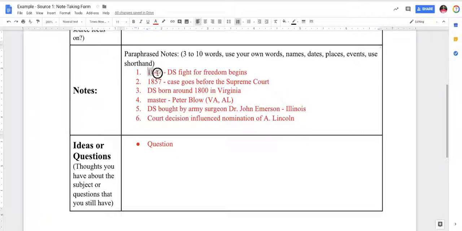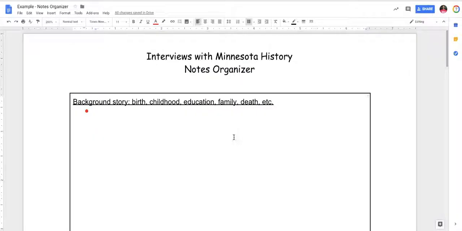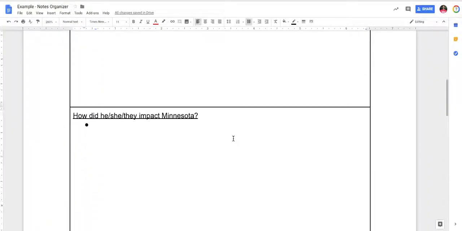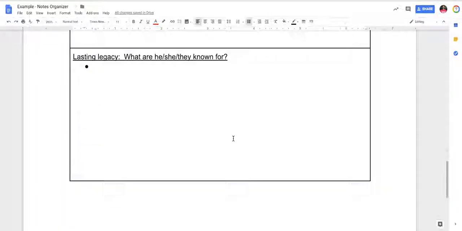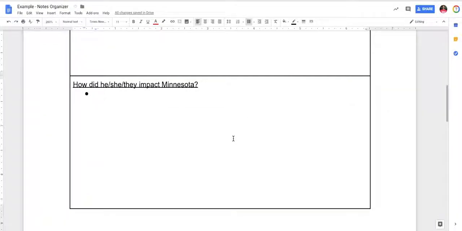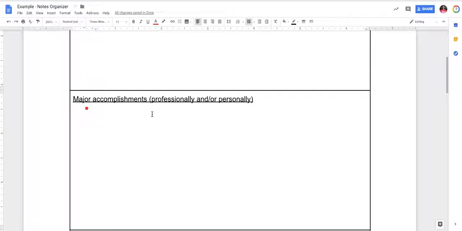So I look at this first one, 1847, Dred Scott's fight for freedom begins. I'm going to Command-C, copy that. I'm going to go here. Background, is it major accomplishments? Is this how he impacted Minnesota? Is this a big event from his life or legacy? Really, if it's about the court case, that's a major accomplishment. That's the big thing from Dred Scott's life. So I'm going to paste it right there.